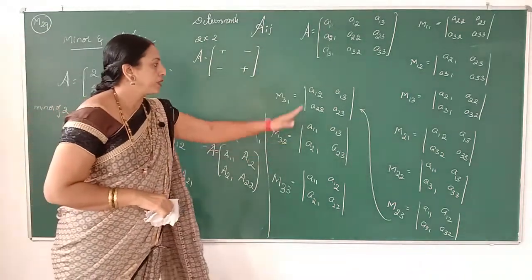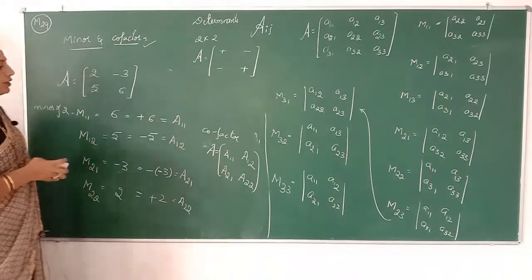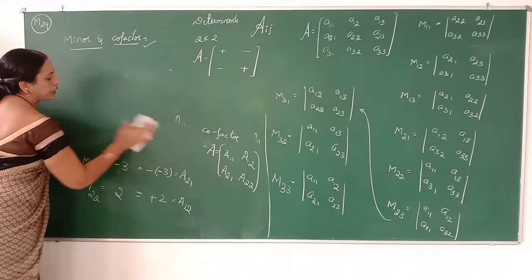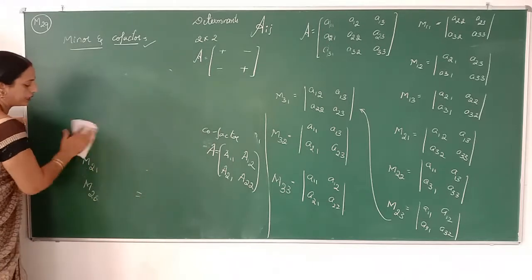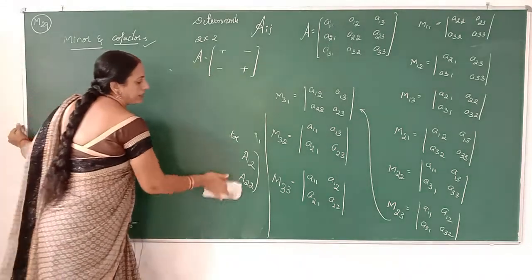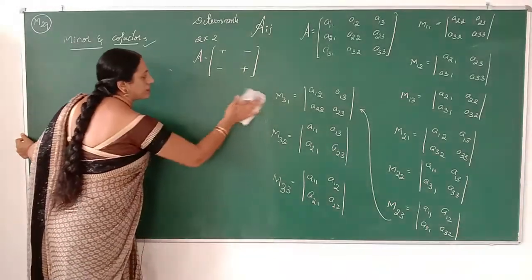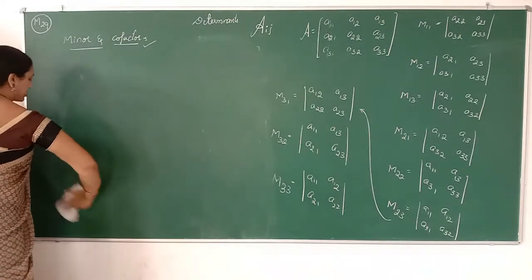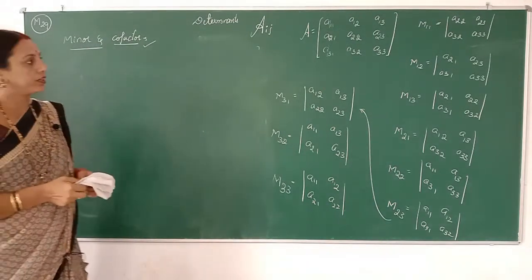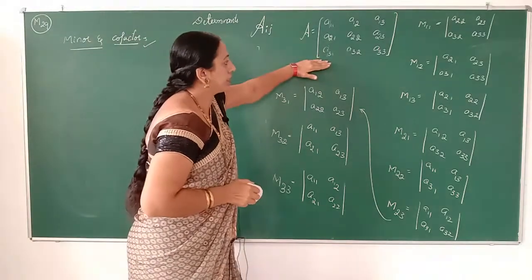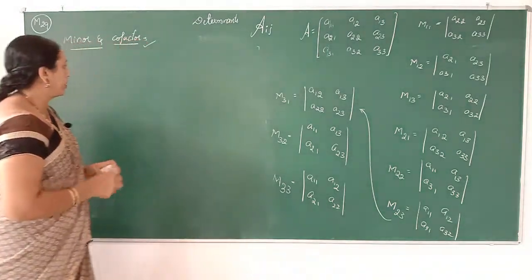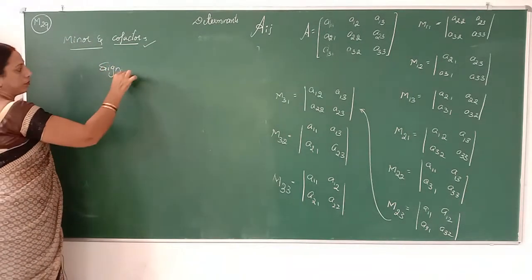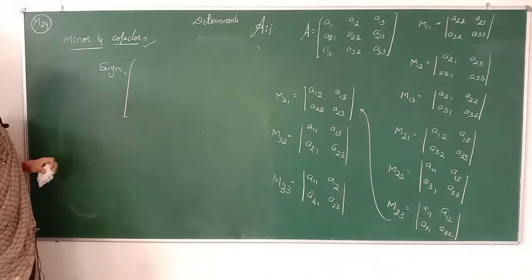Similarly, we have already discussed the minors of each element of 3 cross 3 determinants. Now we will define the cofactors of 3 cross 3 determinants. How can they be defined? First, what are the signs of a 3 cross 3 determinant?